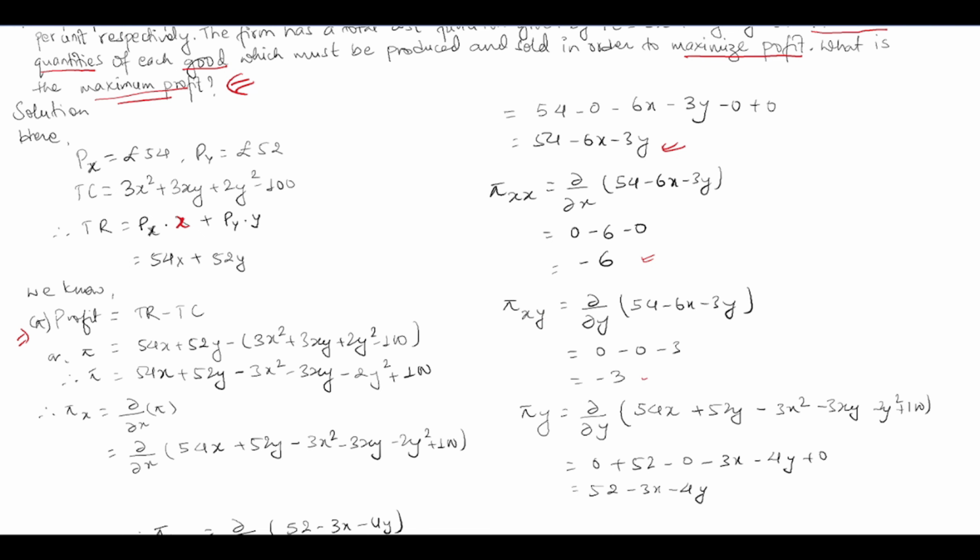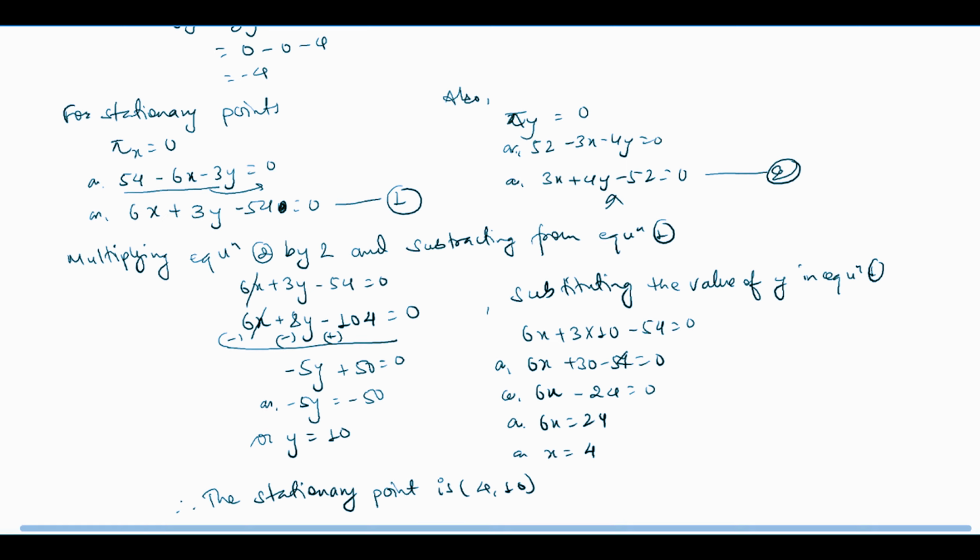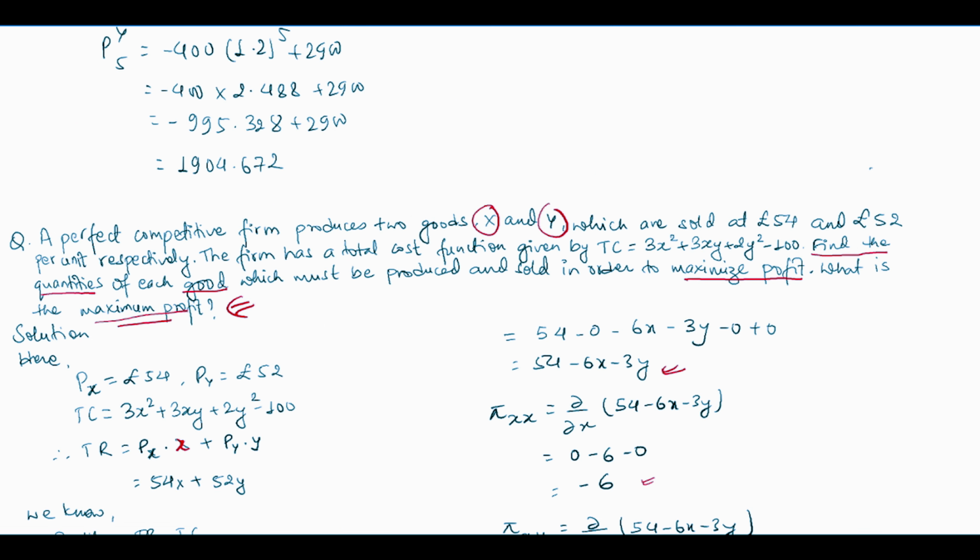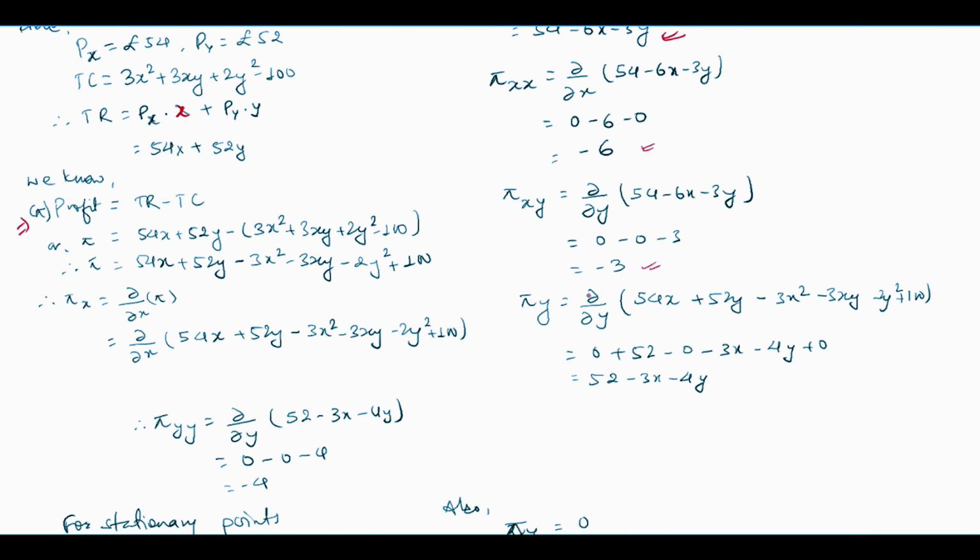With respect to y, it's minus 3. And similarly, now moving forward, the mixed one, in terms of y, the partial function of the given profit function will get 52 minus 3x minus 4y, and y in terms of y, the partial function of y in terms of y will get minus 4.